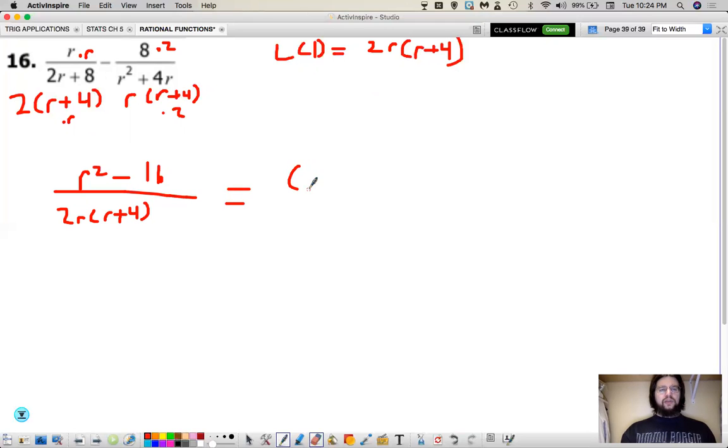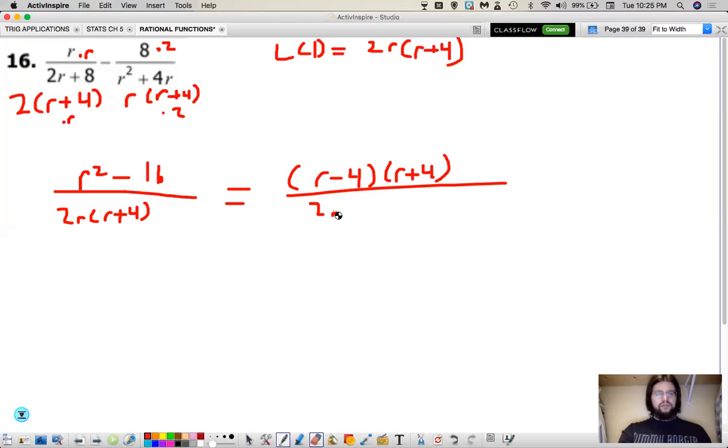Difference of squares in the numerator, r minus 4 times r plus 4, over 2r times r plus 4. Those cancel. r minus 4 over 2r is our final answer.